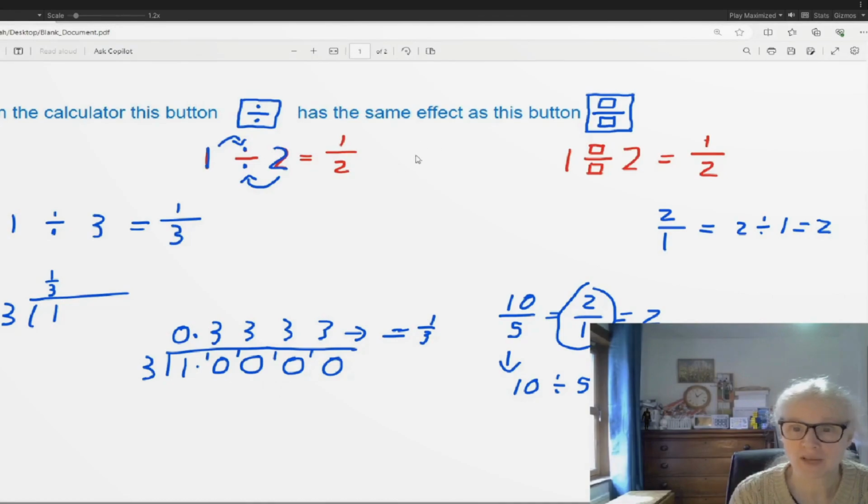So whenever you see a fraction like 1 over 7, that means how much of a 7 is there in 1. And if you saw a fraction like 14 over 7, that's asking how many 7's are there in 14. Whenever you see a fraction, it's just like a division. And whenever you see a division, it's just like a fraction.